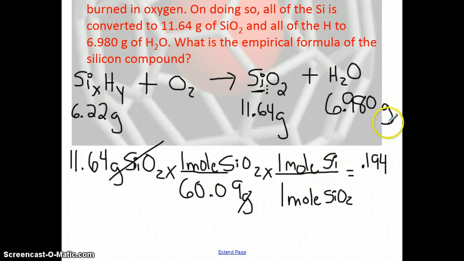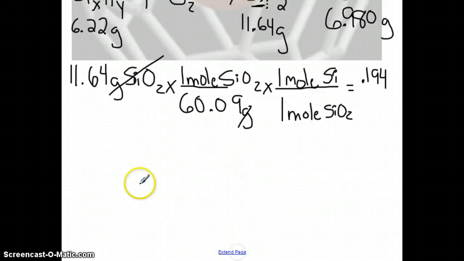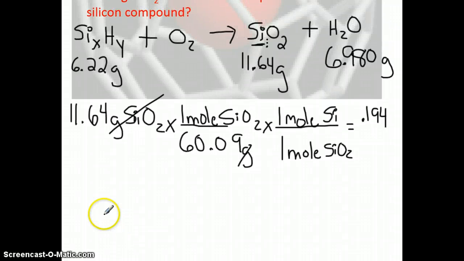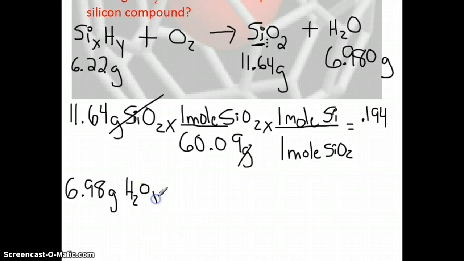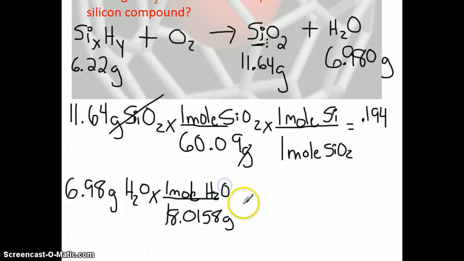Now we want to go back and do the same process, but we're going to do just hydrogen this time. So we're going to do 6.98 grams of H2O. Now we're going to do the same process using stoichiometry. First we have to get it out of grams, so we're going to put molar mass on the bottom. There's our molar mass of H2O, and that's equal to 1 mole of H2O. So our grams went away.